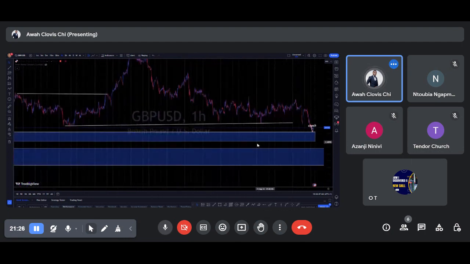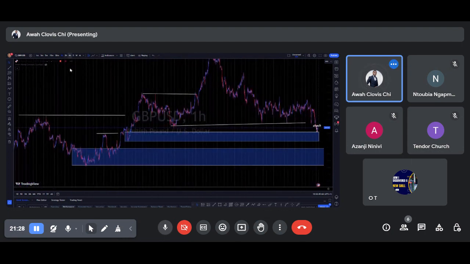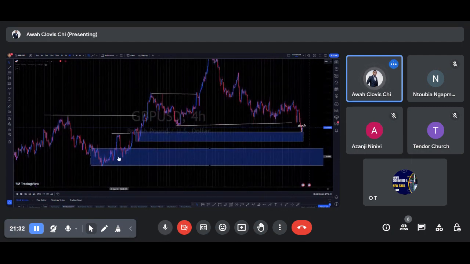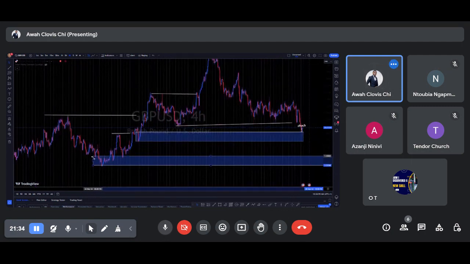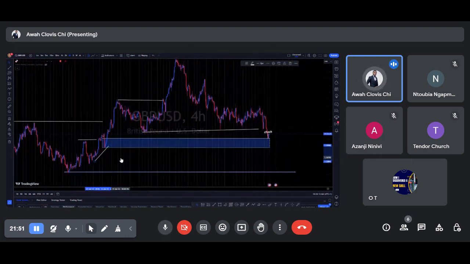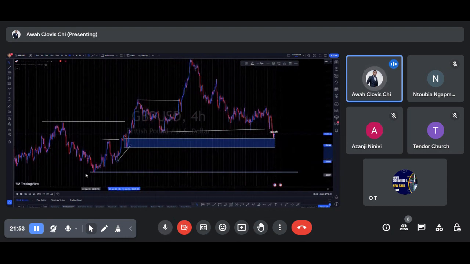But like I said, I'm seeing it as GU might continue to sell down before buying up. Why? One of my reasons is because I see this level here as liquidity. For me, this looks like liquidity. So the market might come right down to this level.